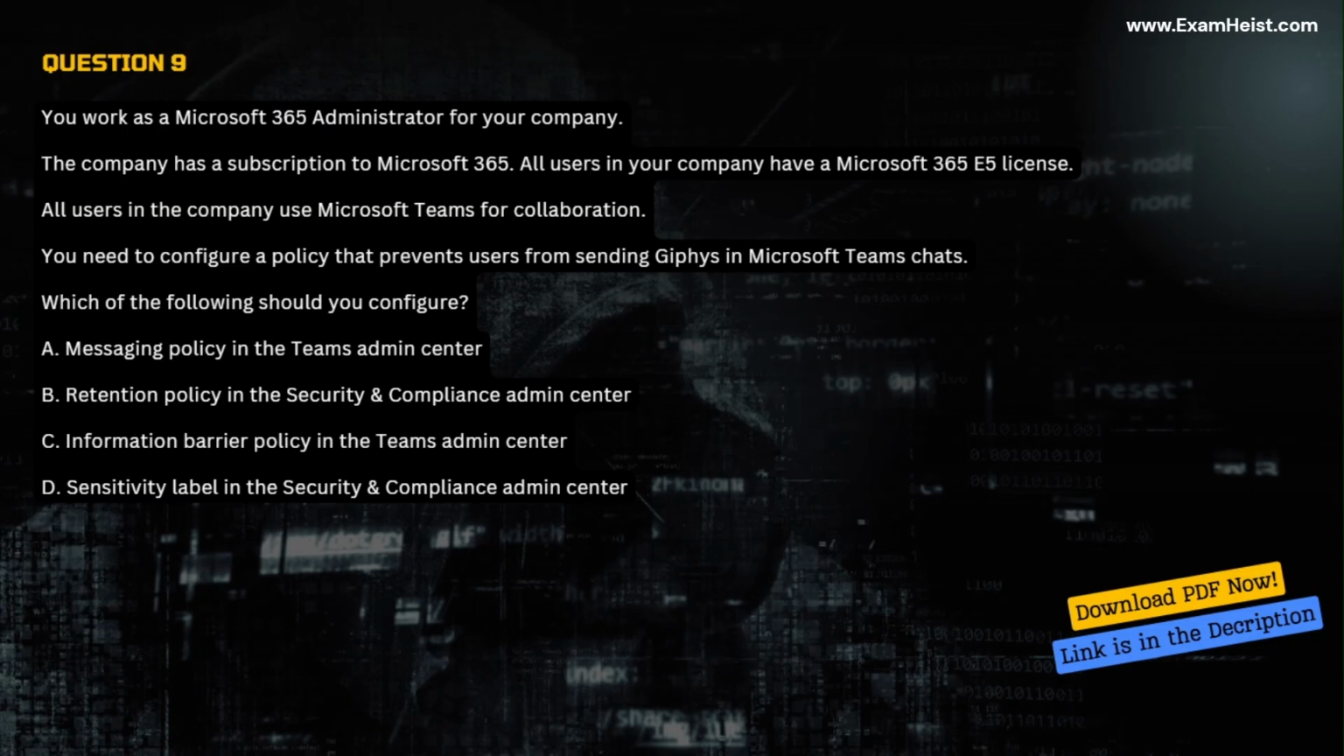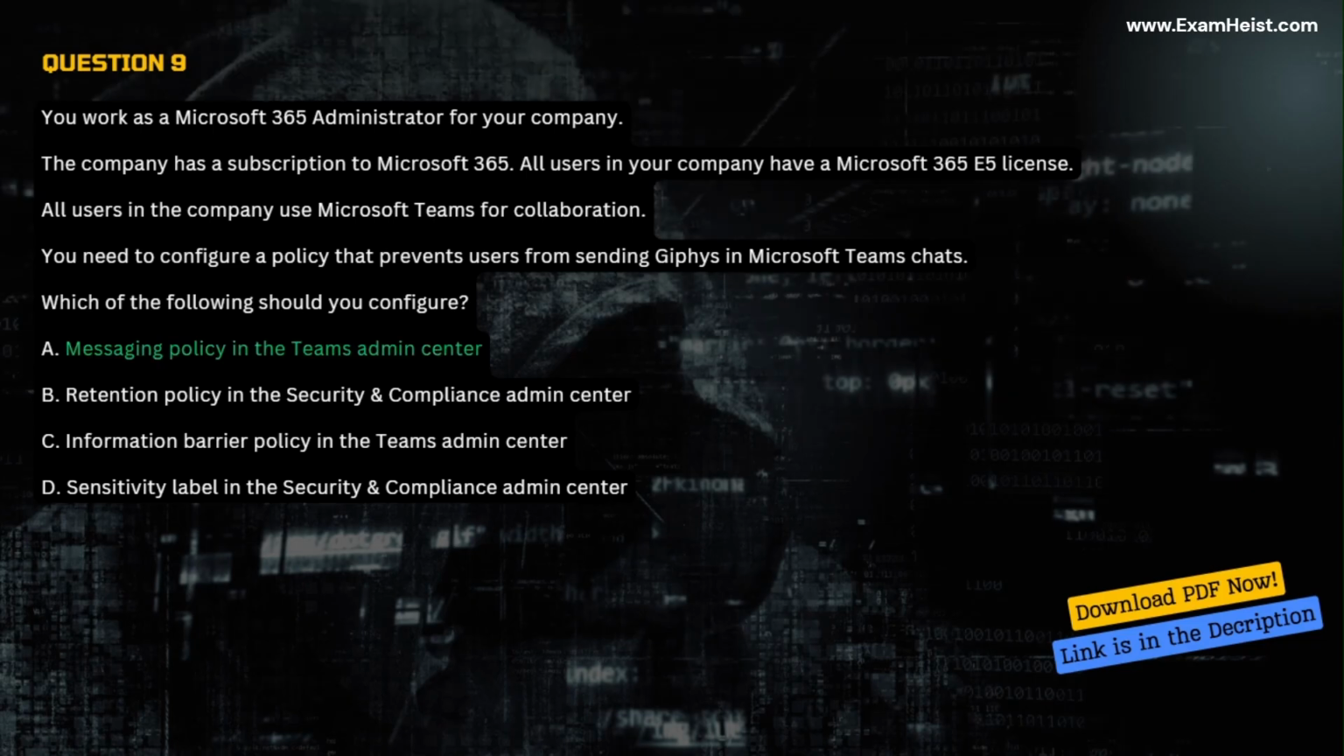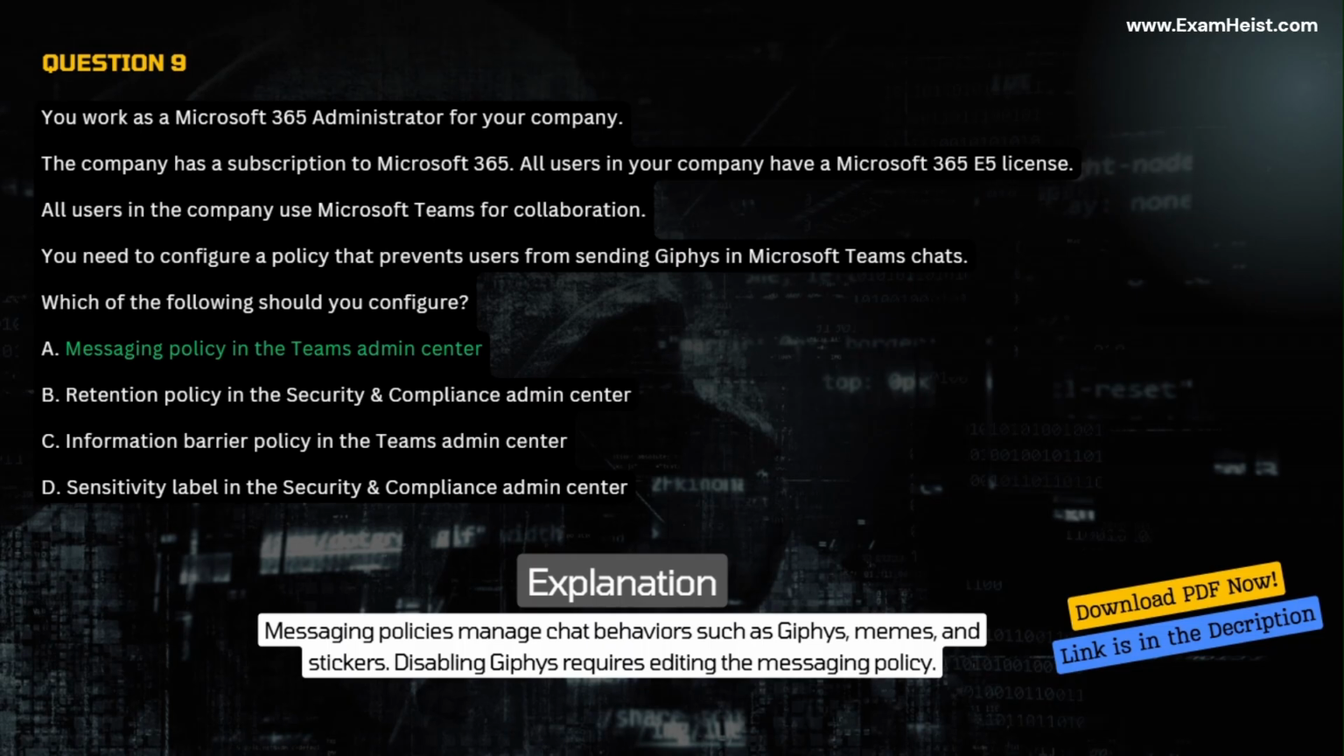A. Messaging policy in the Teams Admin Center. B. Retention policy in the Security and Compliance Admin Center. C. Information barrier policy in the Teams Admin Center. D. Sensitivity label in the Security and Compliance Admin Center. Correct answer A. Messaging policy in the Teams Admin Center. Explanation. Messaging policies manage chat behaviors such as GIFs, memes, and stickers. Disabling GIFs requires editing the messaging policy.